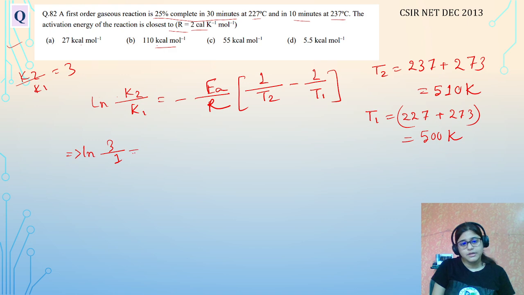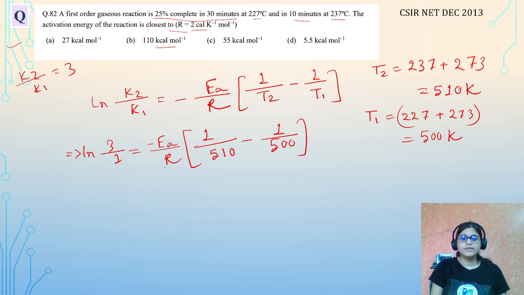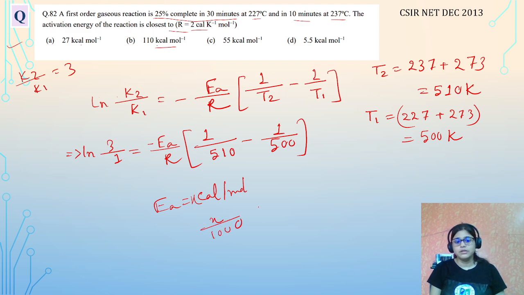ln 3 will be there, equal to minus EA by R into 1 by T2 minus 1 by T1. Okay. This you have to solve. So you know everything here. R will be 2. It is given also. So please put the value, and which value you get, it will be in calorie per mole. So you have to divide that value, let's say x, by 1000. Then it will be in kilocalorie per mole. Okay. So you solve it.